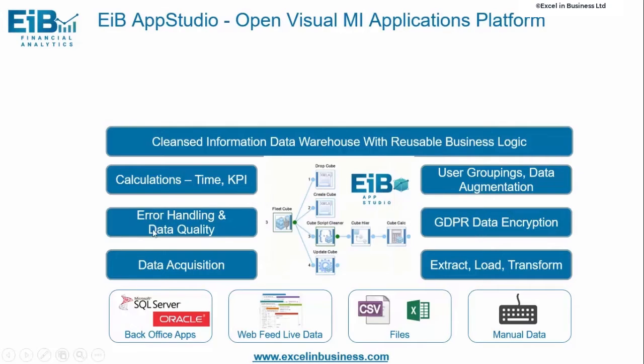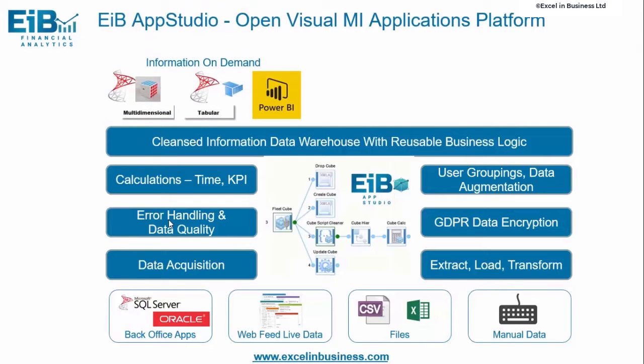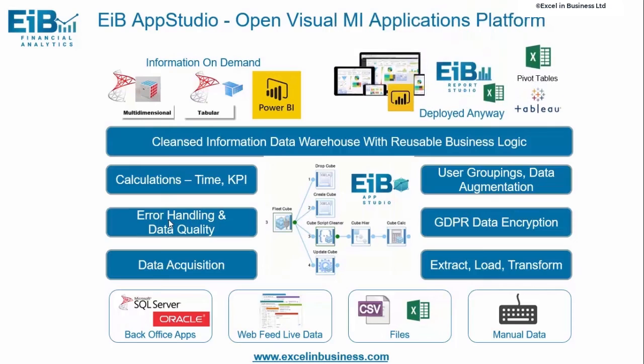The big thing we do is have the ability to do error handling in this environment, and that's very important when you're looking at line of business applications such as hotels and insurance. But ultimately you end up with a clean data warehouse going through the EiB App Studio process, and then you can consume that in our own EiB Report Studio add-in from within Excel, through pivot tables, through Power BI, and even through third-party BI applications such as Tableau.